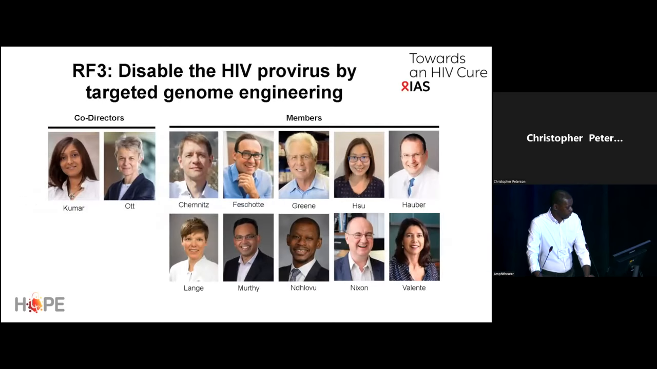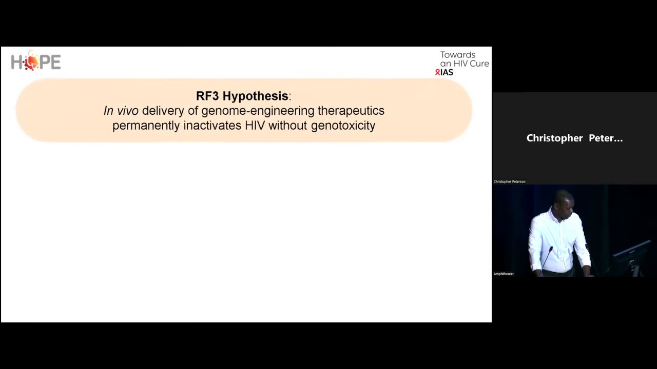Finally, the third research focus is being led by Priti Kumar at Yale and Melanie Ott at the Gladstone Institute, together with other team members. The whole goal of this aim is to disable the HIV provirus by targeted genome engineering. This is really taking advantage of some exciting work within the group, particularly from Hüber's group in Germany, with the hypothesis that we can deliver genome engineering therapeutics in vivo to permanently inactivate HIV without any genotoxicity.